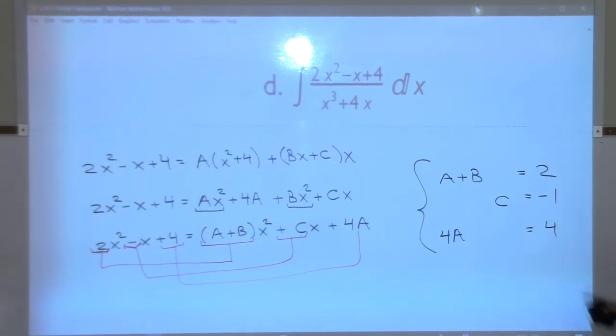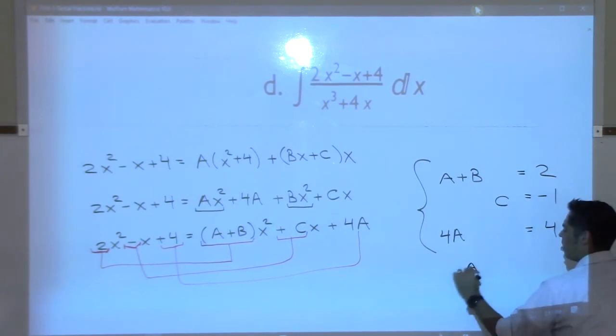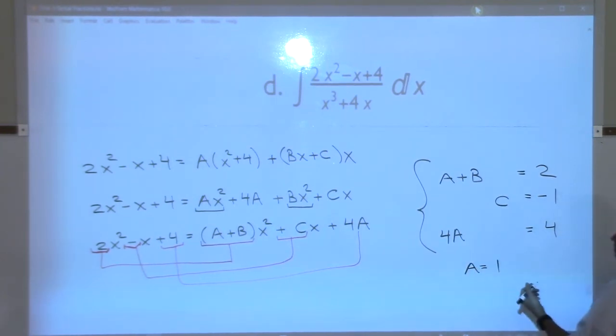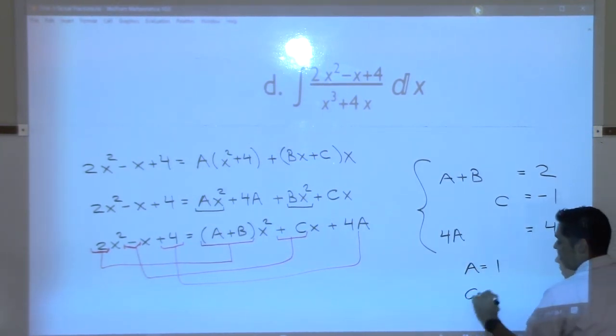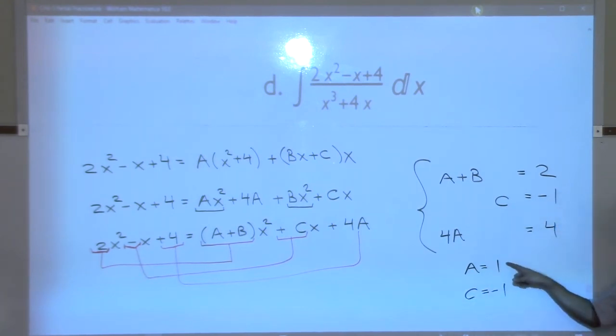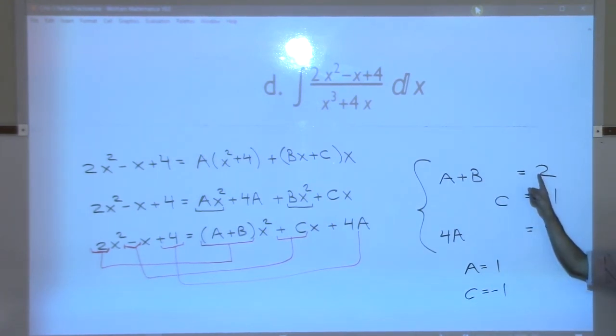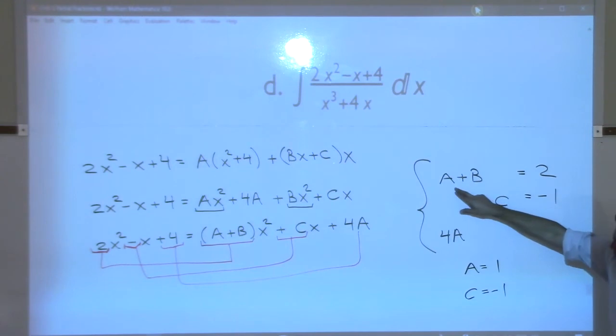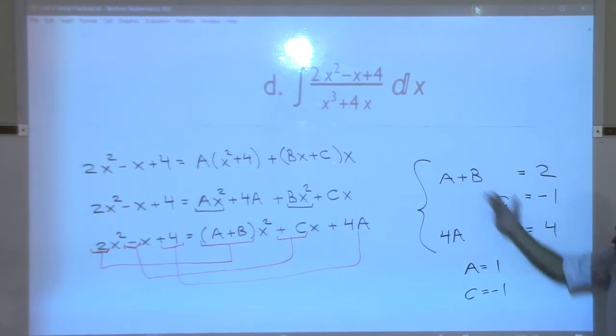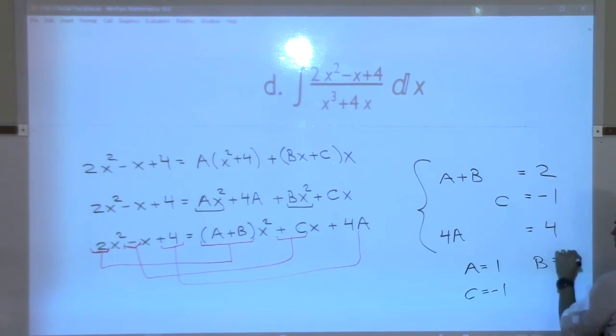So what's a from this? 1, and then c? -1. And then once you know what a is, right, you can come in here and get b. Right, so if we know this is, no, wait, that's 1, right? So what's b? 1. Okay, so we know what a, b, and c are, right? We know them all. So now we're ready to go back and rewrite the integral.